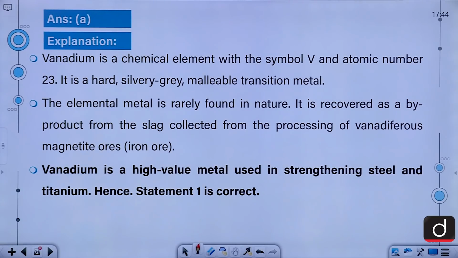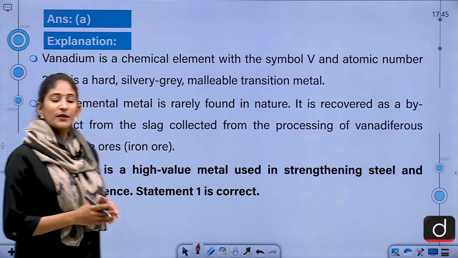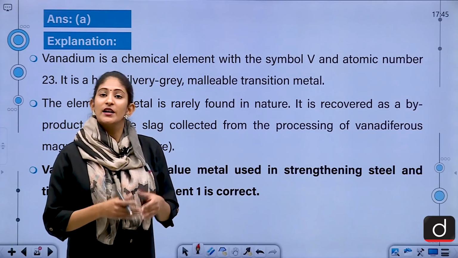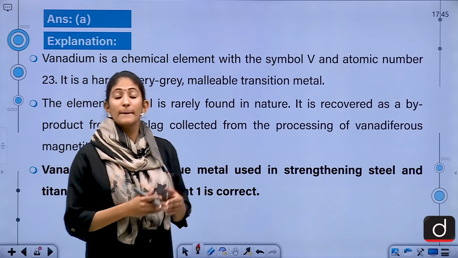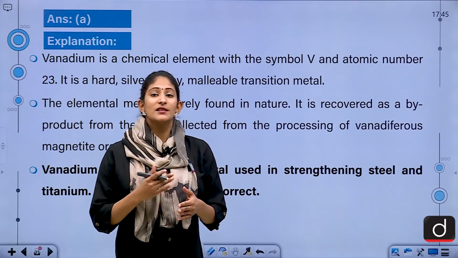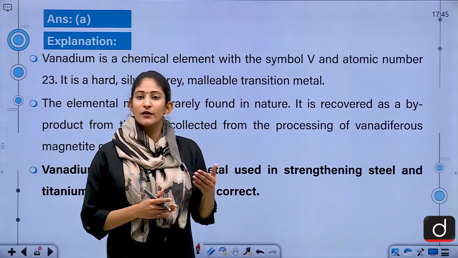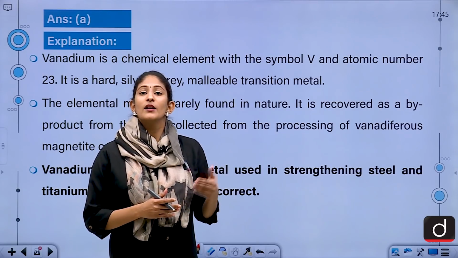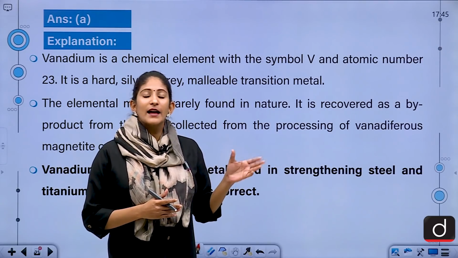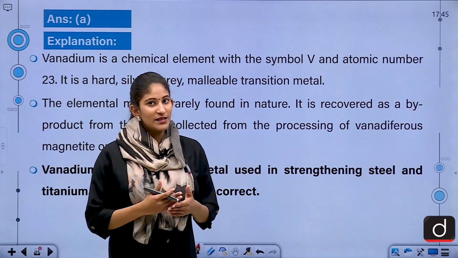Vanadium is a chemical element with the symbol V and atomic number 23, and it is a hard, silvery-gray, malleable transition metal. If we talk about the presence of vanadium in nature, it is widely found, but it is not found in its metal form. It could be found in fossil fuels such as crude oil and coal tar, but it has to be processed in order to reach its metal form.